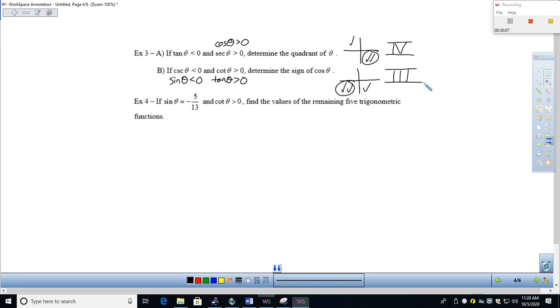All right, guys, I hope it's making sense. I'm going to go right into example 4, everybody. So the first order of business, before we answer this problem, which says find the values of the remaining 5 trig functions, because I gave you one of them, where are we? Which quadrant is theta in? So as a matter of fact, you might want to state that to yourself. Which quadrant first?